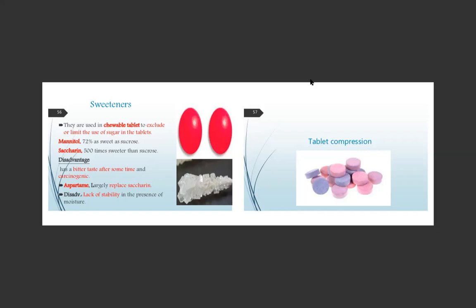We see thousands and lakhs of tablets in the medical shop. They come out very clean, neat, good-looking, elegant tablets, and it takes a lot of effort. We will see the problems we encounter during compression, and again we will see the types of tablet punching machine in the next class.